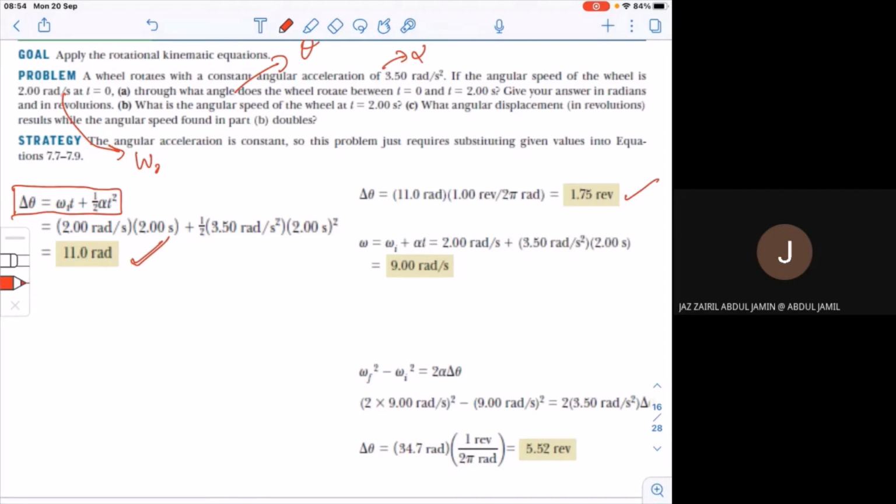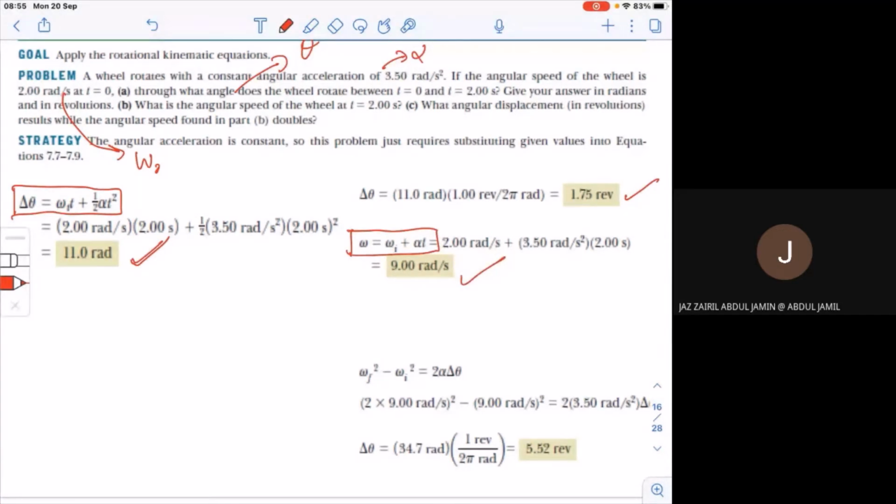What is the angular speed of the wheel at time t equals 2 seconds? Then you need to use some equations, using the correct terms, which is angular. 2.2 radian per second plus 3.5 radian per second squared times 2 seconds. So you will get 9 radian per second.